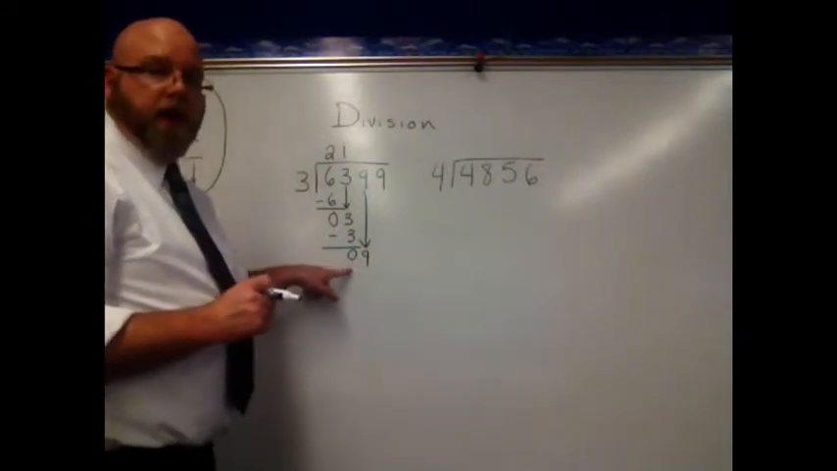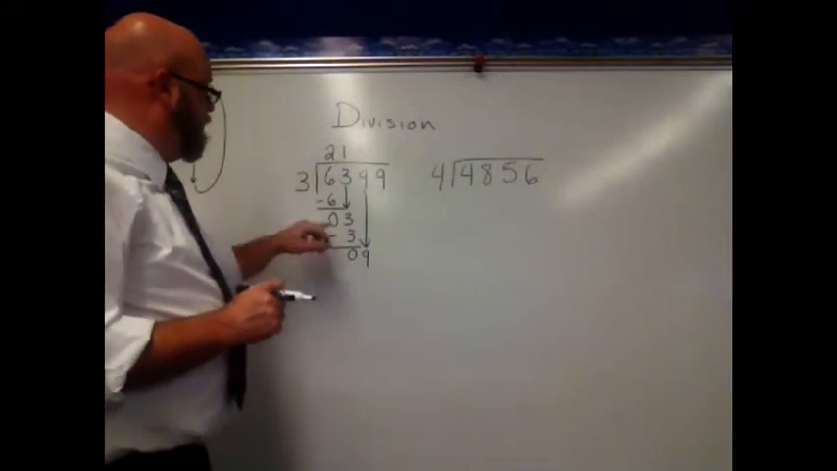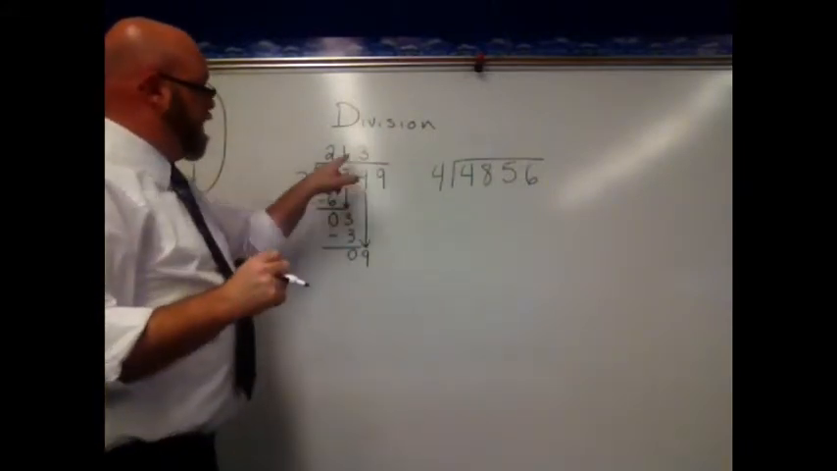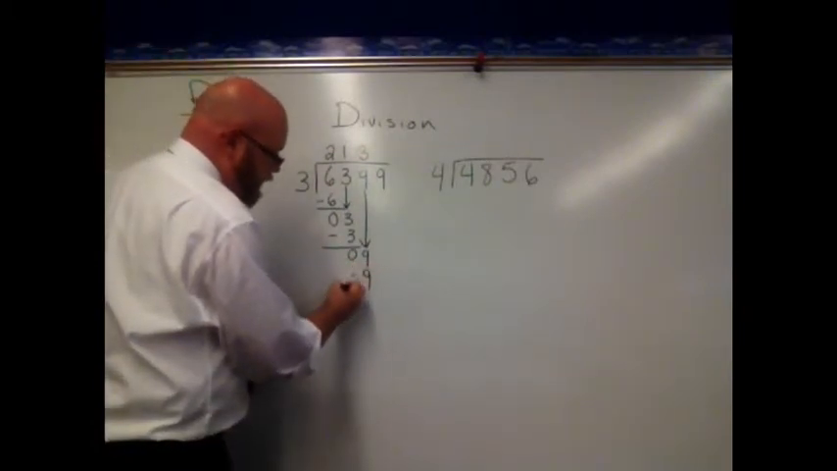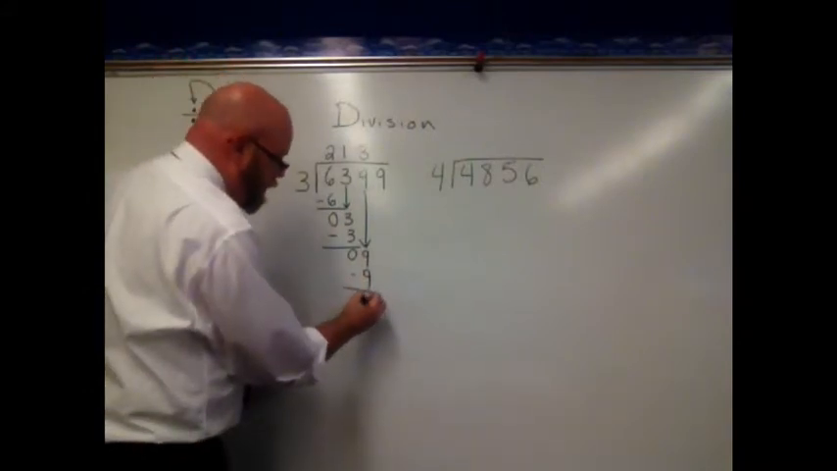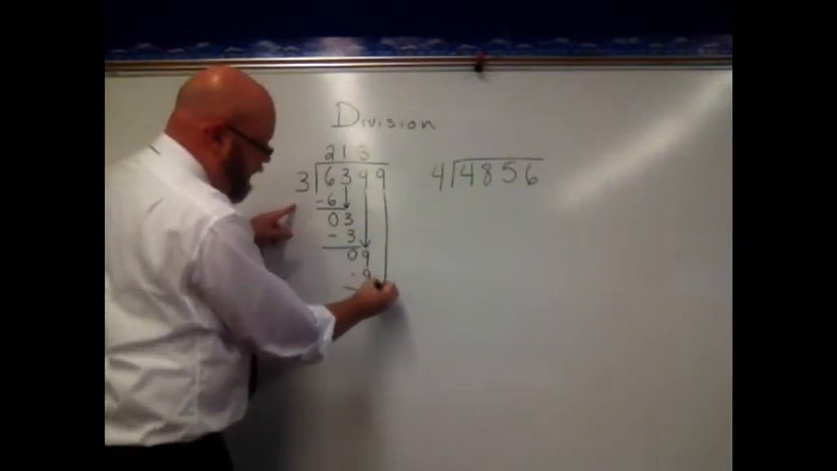Now I'm looking at 9 divided by 3. That's that division step again. 9 divided by 3 is 3. 3 times 3 is 9. There's that multiplication step again. 9 minus 9 is 0. Then I bring down the final 9.